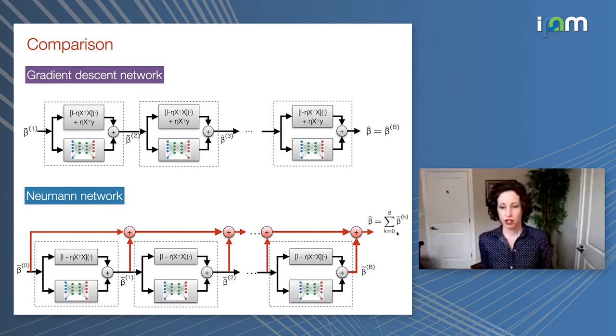So in contrast with the gradient descent network, we're just seeing what comes out of the last block. And so anything we do in the first block has to go through a whole lot more steps before we feel its effect in the output. Whereas with the Neumann network, because we're summing the outputs of all the blocks, if we were to do some kind of tweak in the first block, we feel it relatively immediately in our output beta hat.